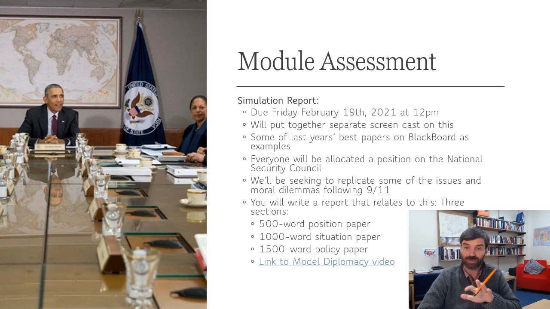And finally, and probably the most important part of the simulation report, is the policy paper, which is 1,500 words long, and is essentially a paper advocating 1 or 2 specific courses of action, and writing a justification as to why the president should be pursuing that course of action, and maybe saying a few words about bad options. What should the president not be doing, and why should he not be pursuing that course of action? Again, we'll talk a little bit more about this in due course, but for now I hope this gives us a bit of a heads up on the simulation report itself.